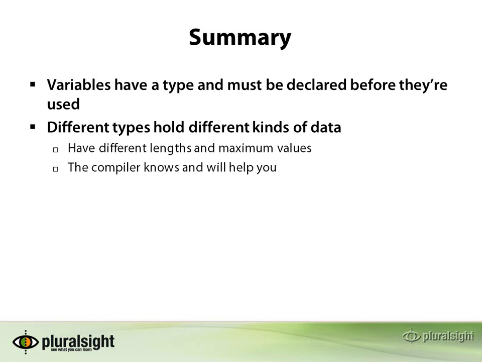Different types for different kinds of data. They have different lengths. They have different maximum values in the case of numbers that they can hold. The compiler knows all this and will help you as much as it can. There is also documentation on MSDN if you really start to get worked up about whether or not you can hold 2 billion in your integer or what have you.